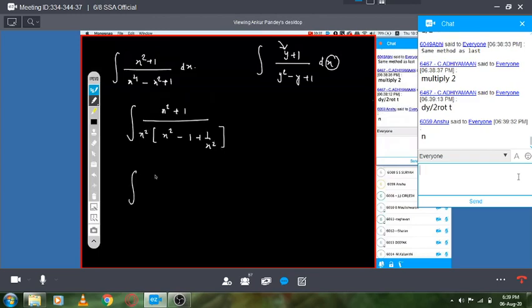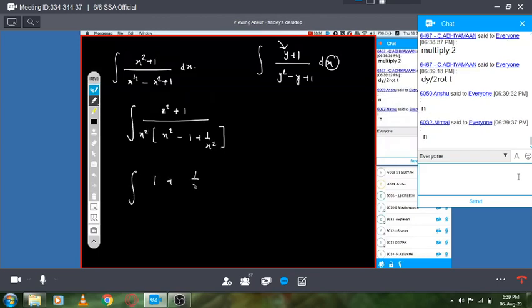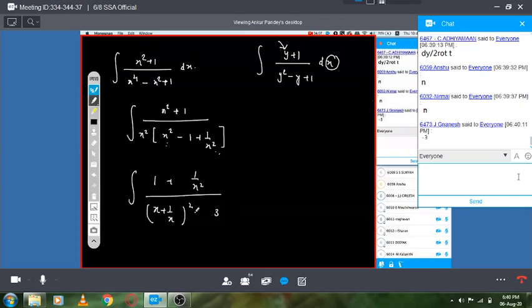Then I'll get 1 plus 1 by x square. Clear? And I can easily convert this to a differentiable format. If I take the whole square of x plus 1 by x, then I get x square plus 1 by x square plus 2. I have minus 1, so can I write plus 3? Sorry, minus 3, sorry. Right?